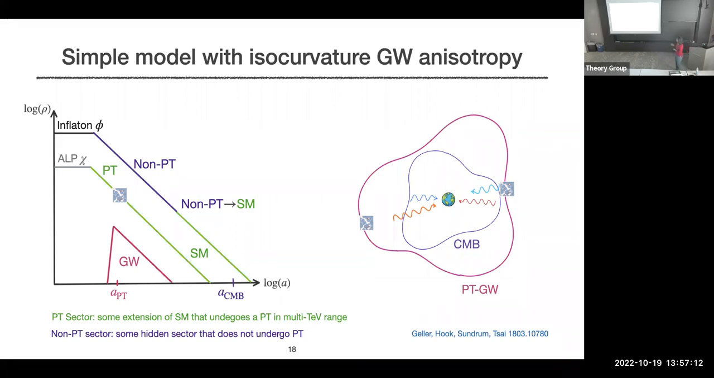Okay? And at the end, whatever is a standard model plasma is a combination of whatever is coming from the inflaton and whatever is coming from the chi, but dominantly things coming from the inflaton. So we see that the CMB is going to get dominantly perturbations from the inflaton, and the gravitational waves are going to get perturbations from chi, creating an isocurvature gravitational wave. And this scenario, I must say, was actually discussed in a paper by authors at Maryland.